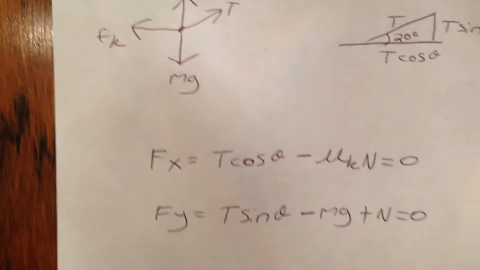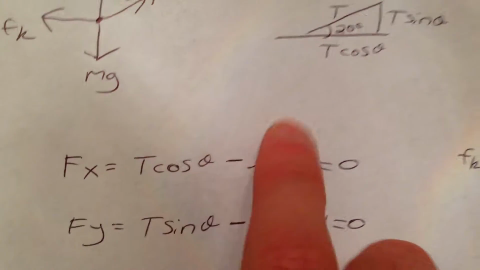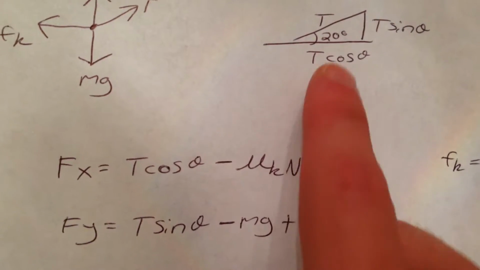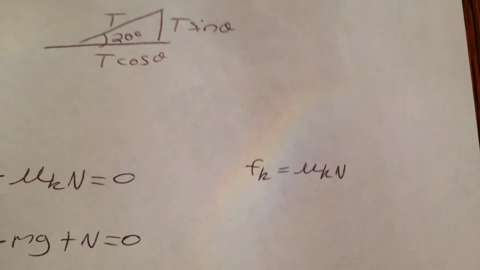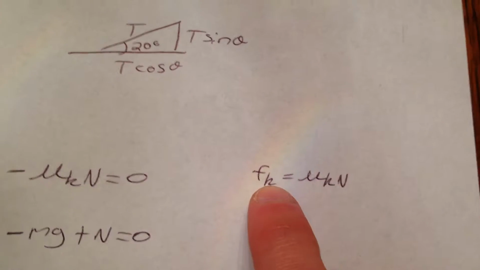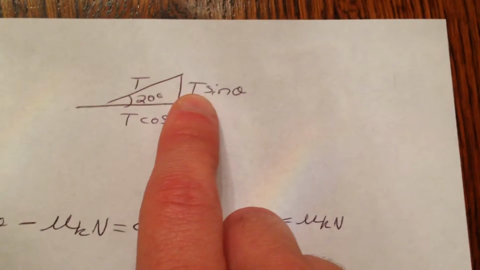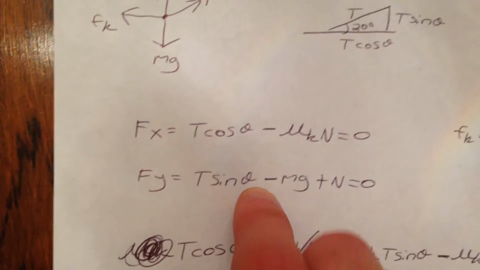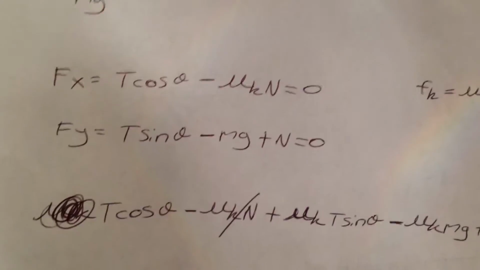Okay. So now here are the x components, and it's going to be T cosine, the x component, and I subtracted μkN. Okay, I just went ahead and simplified it further because the kinetic friction is equal to this, so that's what I did. Y components, T sine, that's one of the y's, and we're going to subtract from gravity and add normal force. Both of these equations are equal to 0 because constant acceleration.